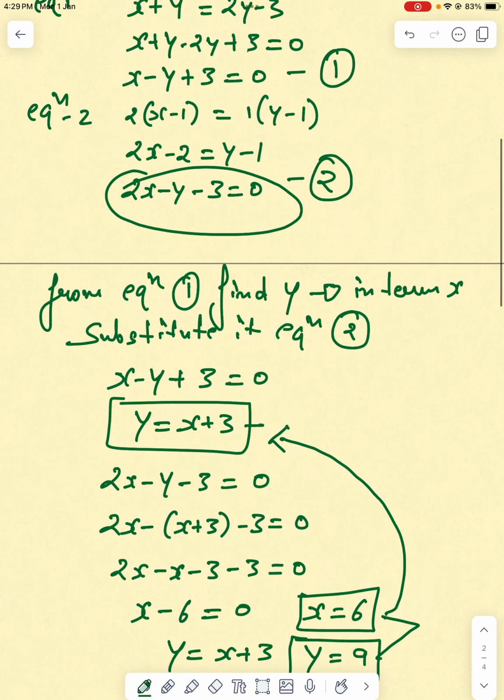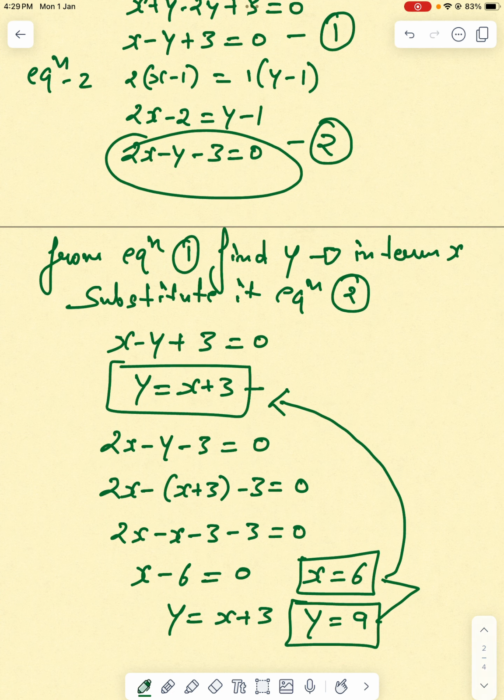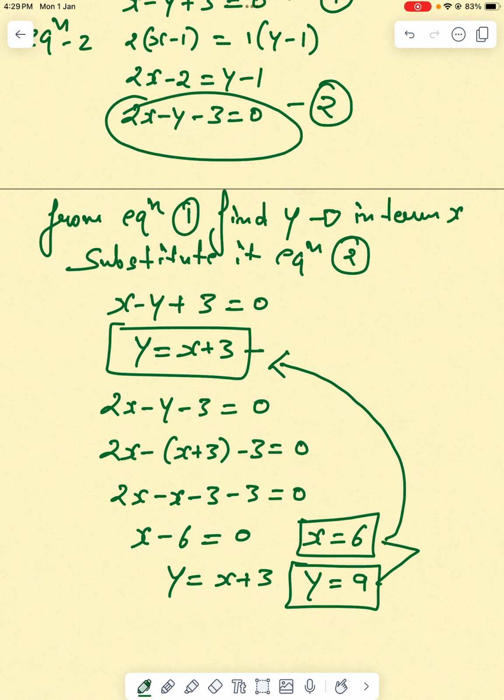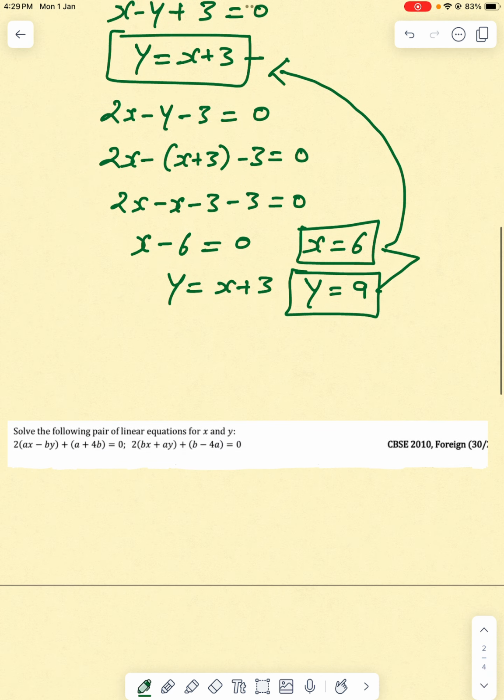You can find it like this. Try to solve it on your own and let's see whether you get the same result or not. And if there is any confusion, please write in the comment box. I will try to resolve your confusion, right?